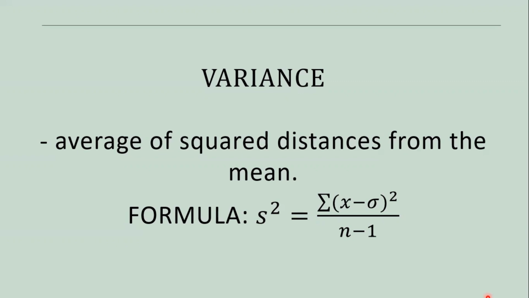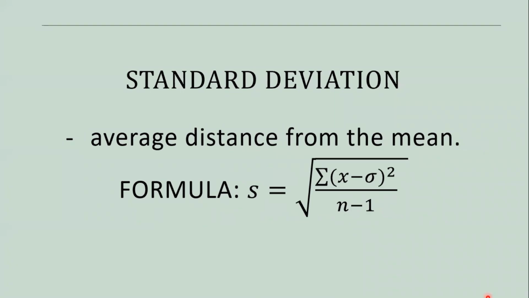Variance is the average of square distances from the mean. The symbol for variance is s squared, and the formula is as follows. Variance is equal to the summation of x minus mean squared divided by n minus 1. On the other hand, standard deviation is the average distance from the mean. Its formula is simply the square root of the variance.